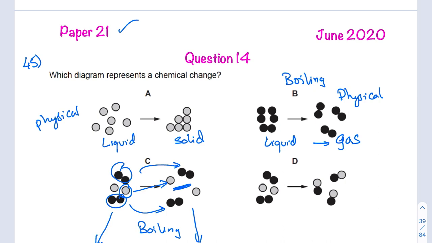And finally, in part D, it can be a chemical change, because you can see that this diatomic molecule is getting broken and it is combining with this gray color particle. So a new bond is formed. So therefore, we can say that this is going to be a chemical change. So which option is that? Option D is going to be a chemical change. That's going to be the answer.